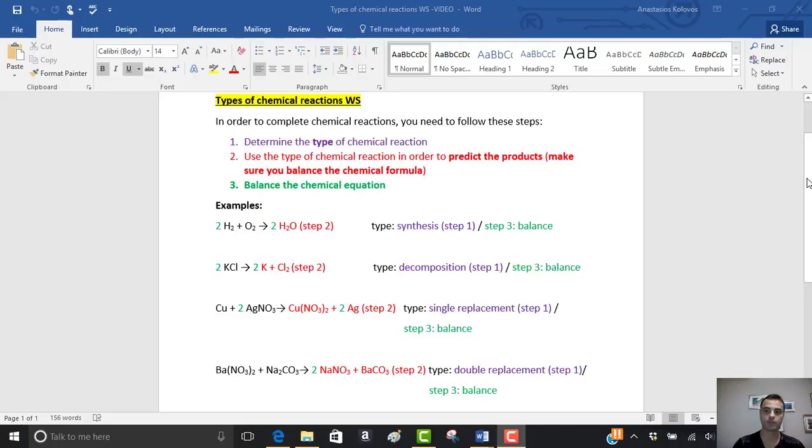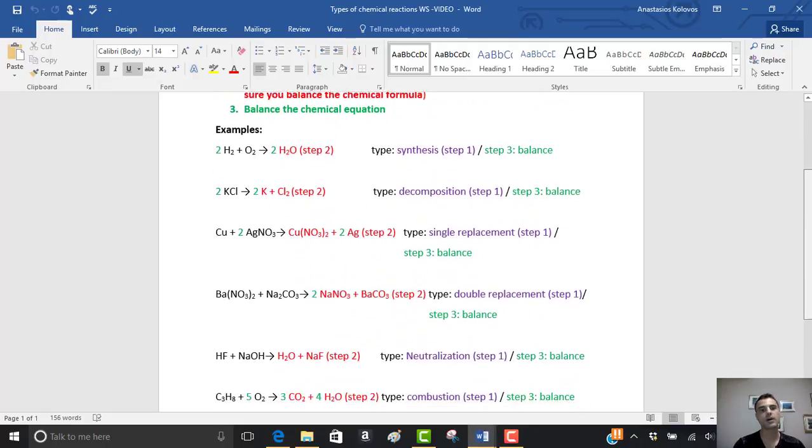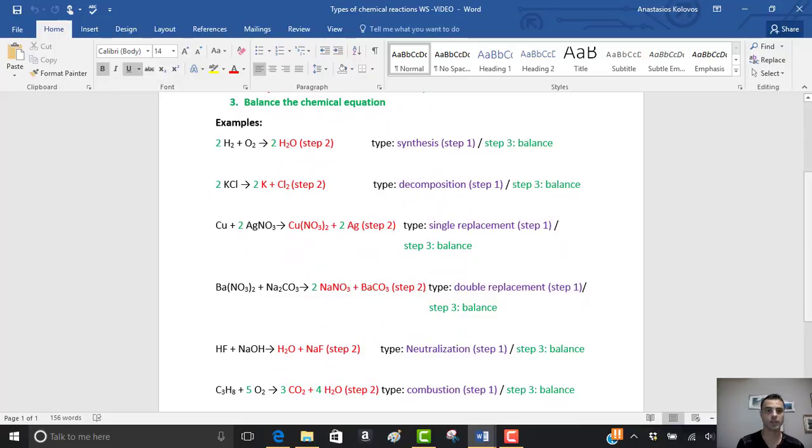Let's do some examples. Okay, so we have hydrogen plus oxygen. If this is the only thing I give you, and I say predict the products, what you need to do is decide what type of chemical reaction takes place in this situation. So, hydrogen plus oxygen, you put them together, that's synthesis. So step number 1 is you say the type is going to be synthesis.